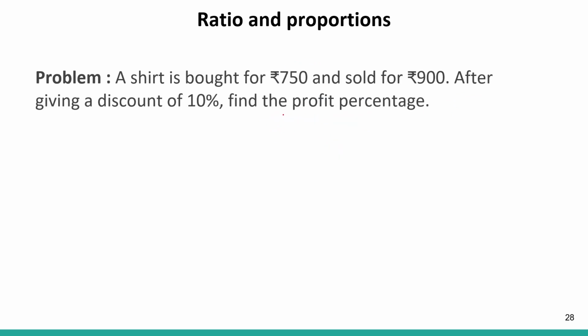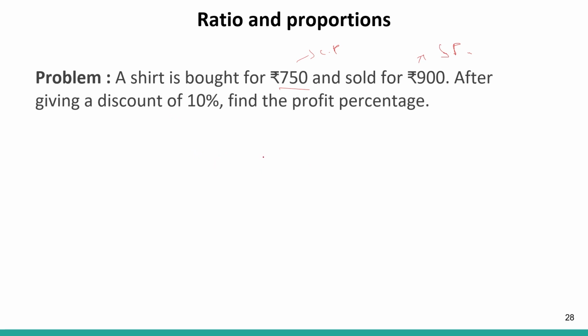Let's see the next problem. In the next problem, we have a shirt that is bought for 750 rupees and sold for 900 rupees. So the shirt is bought for 750, this is the cost price, CP, and sold for 900, this is the selling price, SP. After giving a discount of 10%, find the profit percentage.